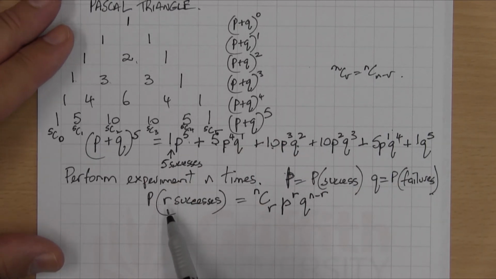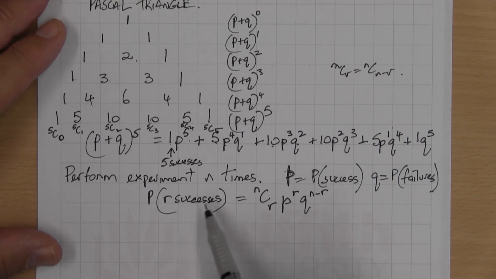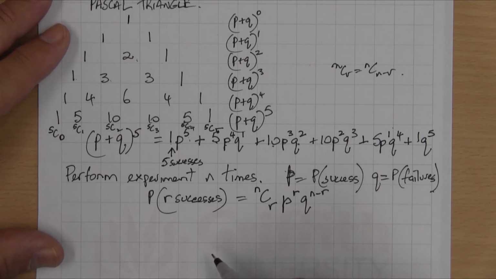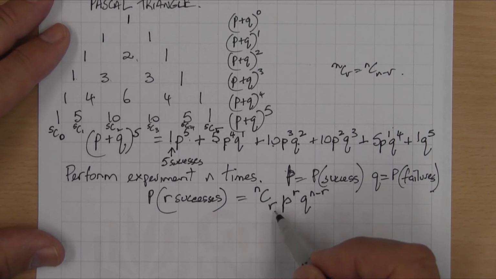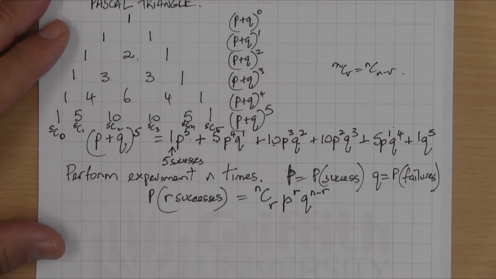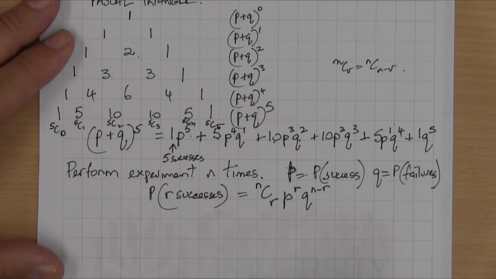If you were asked a particular question, a coin is tossed 20 times, what's the probability of getting exactly 10 heads? Well, it would be 20C10, a half to the 10, a half to the 10 there too. So you'd have 10 heads and 10 tails, and you could work that out.